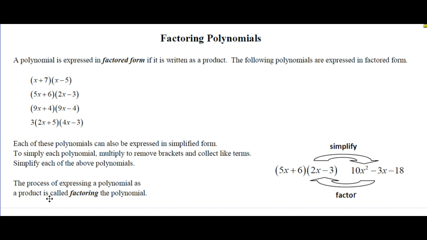Each of these polynomials can also be expressed in simplified form. How do we go from factored form to simplified form? FOIL, right? So we multiply it out. And how many products are we going to get? Four, which will then collect into three. Sometimes two, if it's a difference of squares. That's a special product, and we looked at these in 10C.